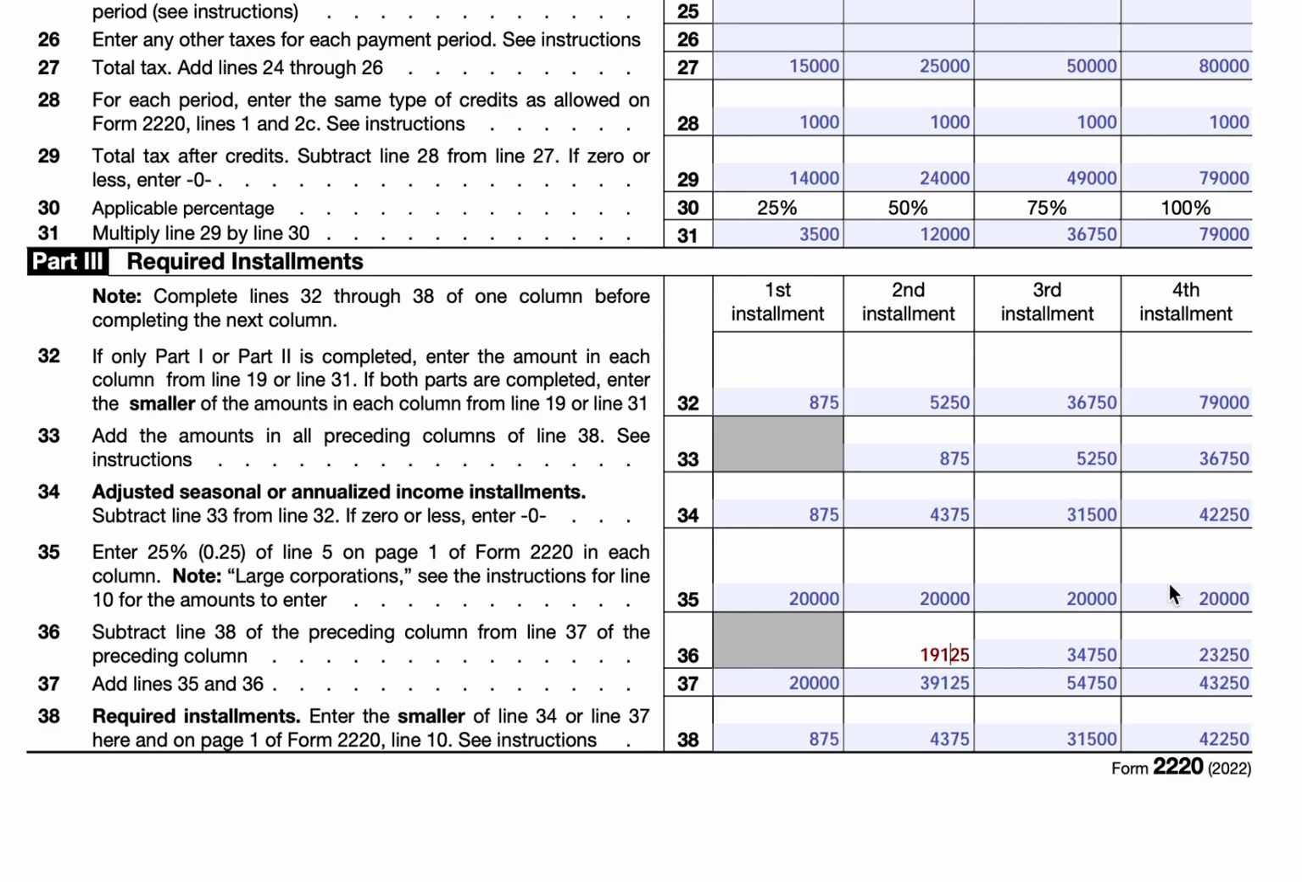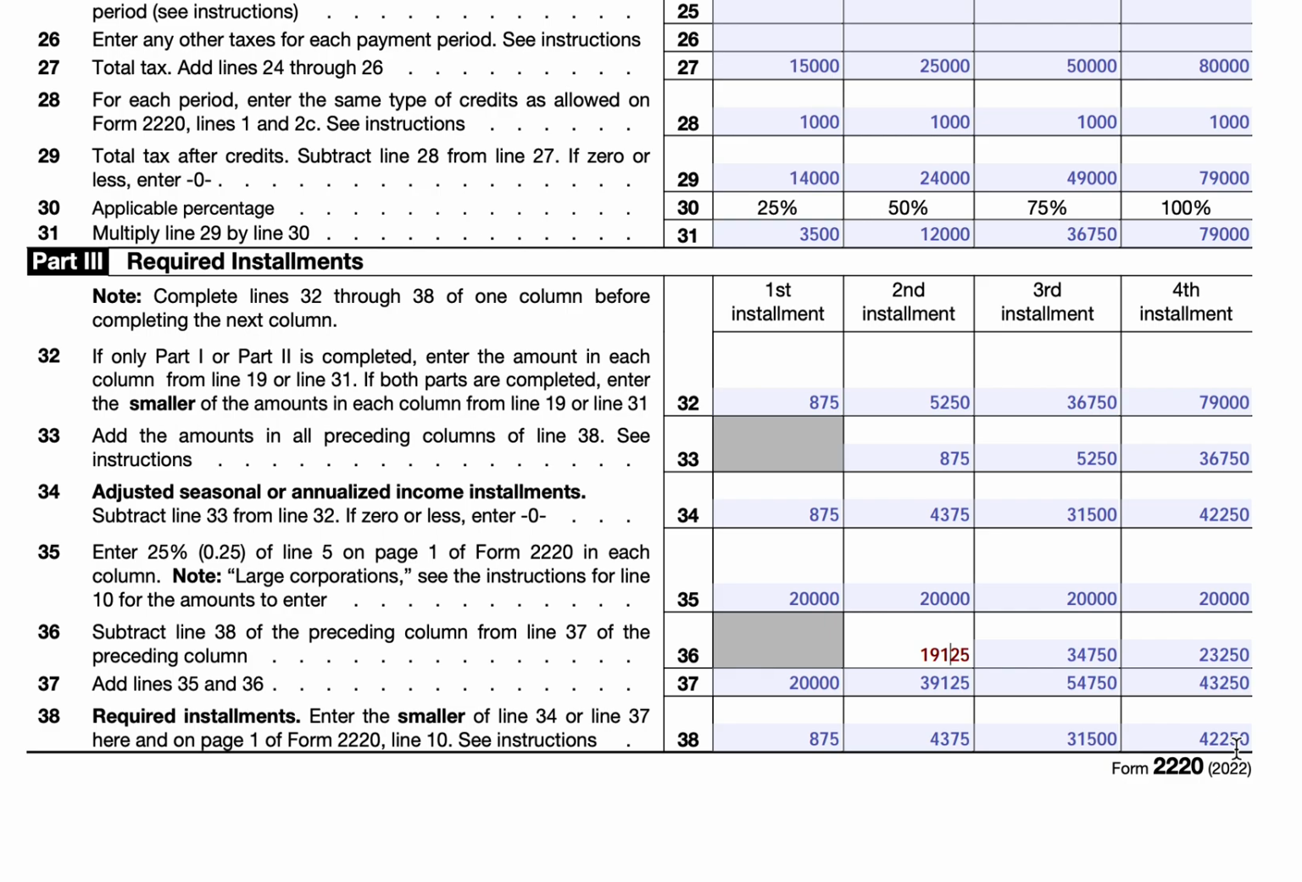Then we're going to have the $20,000 from line 5 here. We're going to subtract 54,750 and 31,500. We get the 23,250, to which we add the $20,000, and our tax payment is 43,250. It's still smaller up here, the 42,250, and that's the number that we're going to use as a required payment.